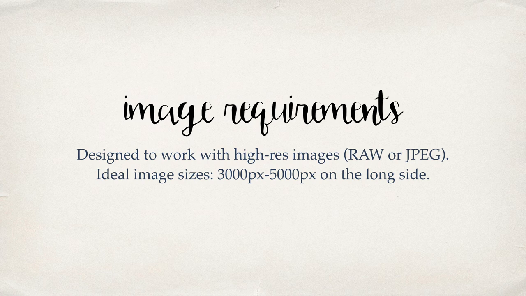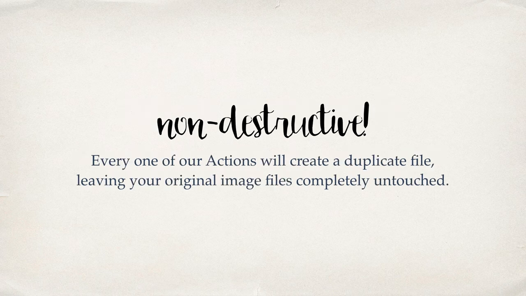Additionally, some of our actions include a version of the action optimized for lower res images, either shot with a smartphone or a point-and-shoot camera. When running the action, choose either the high or low res action option depending on the image you are working with. The ideal image size for optimal results is anywhere between 3,000 to 5,000 pixels along the long edge of your image. Another point to note is that our actions are entirely non-destructive. Every one of our actions will create a duplicate file, leaving your original image files completely untouched.